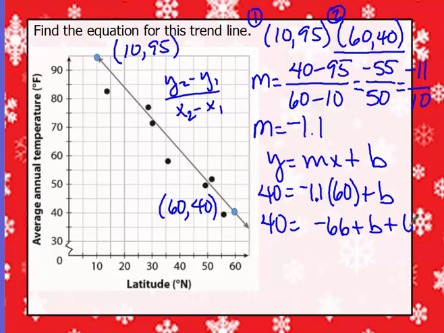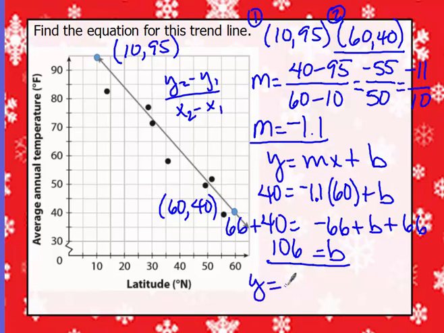So I add a positive 66 to this side, I add a positive 66 to the other side, and I find out that my b is equal to 106. So now with my slope and my y-intercept, I can now write the equation that would create this line. And that is y is equal to negative 1.1x plus 106. And that's the equation that passes through those 2 points. And that's how you create the equation of the line of best fit.